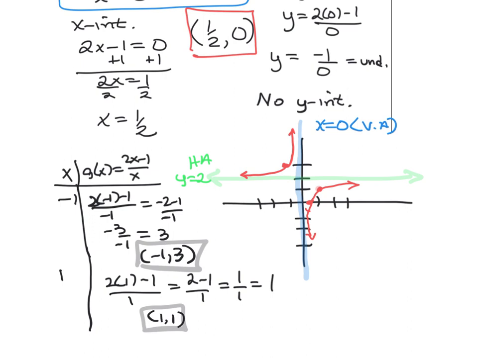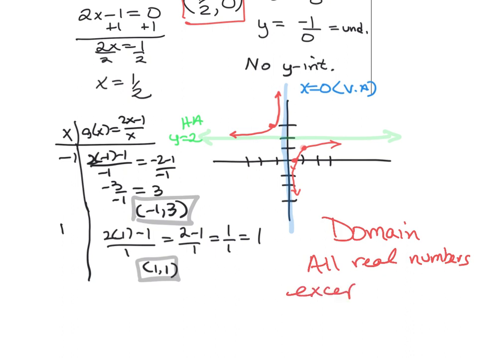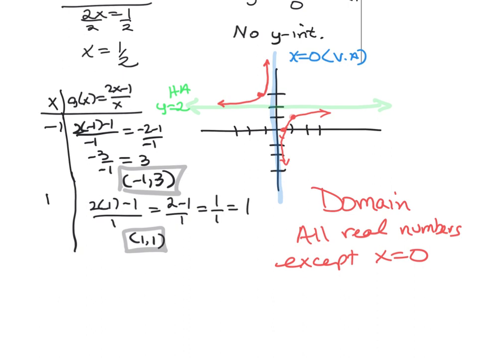The domain here is going to be all real numbers except where that blue line is, and that's x equals 0. So domain, written in words, would be all real numbers except when x equals 0. Written in interval notation, negative infinity to 0, union with 0 to infinity.